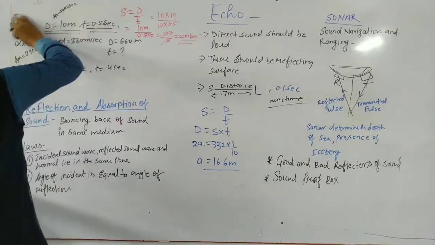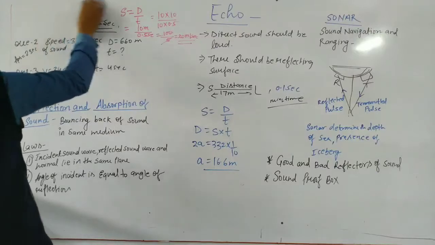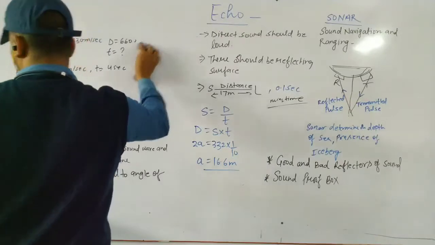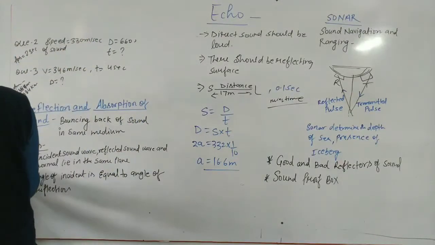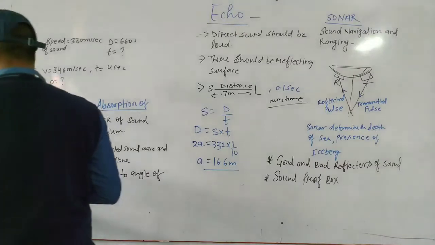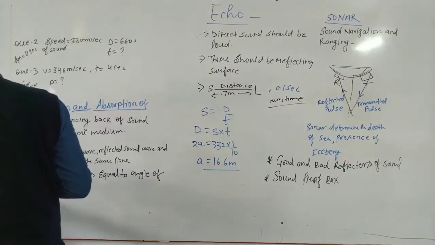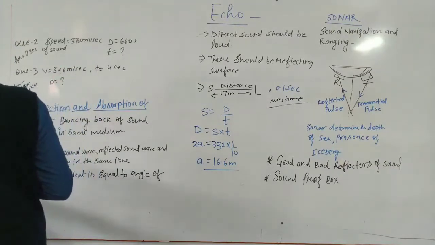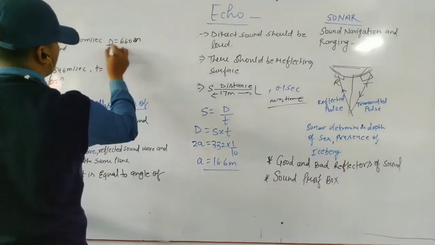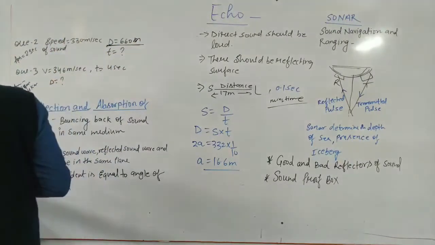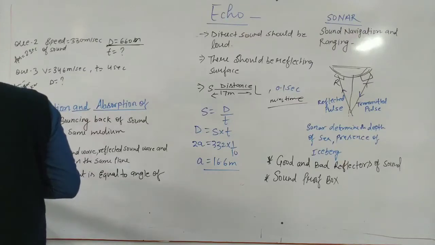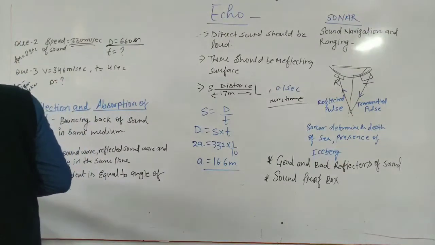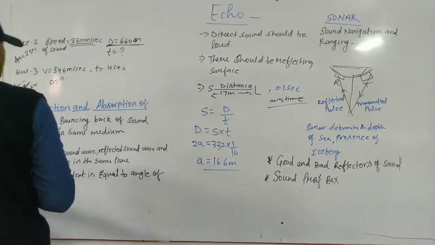Please look at it carefully, then only you will understand the numerical problems. The second question is: a boy standing 660 meter away from the source of sound hears the sound. The boy is standing 660 meter away, which means distance is 660 meter. The speed of sound is already given, 330 meter per second. Calculate the time after which the boy hears the sound.